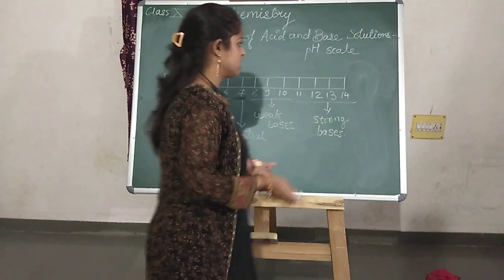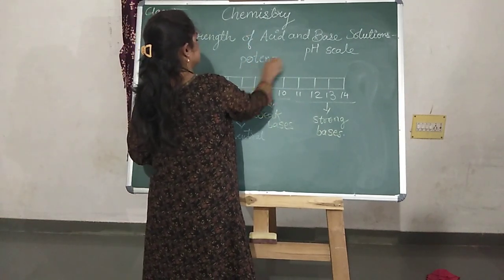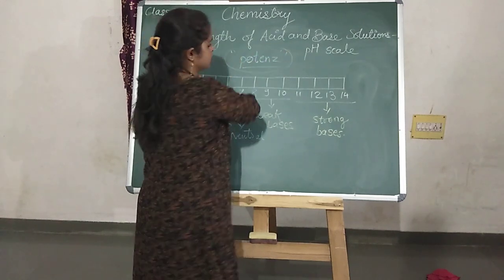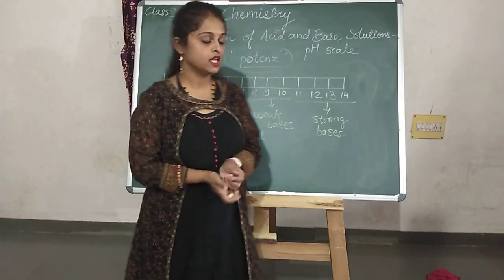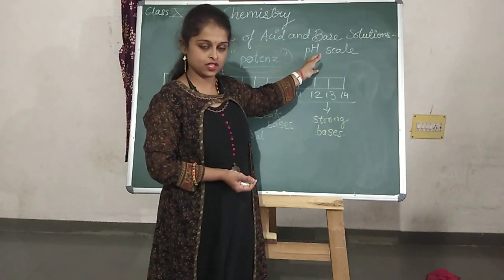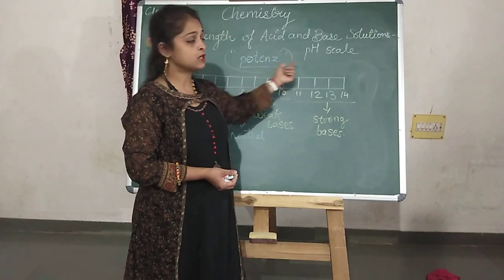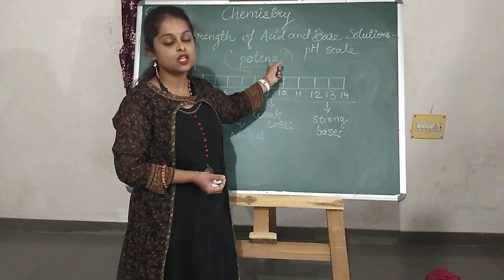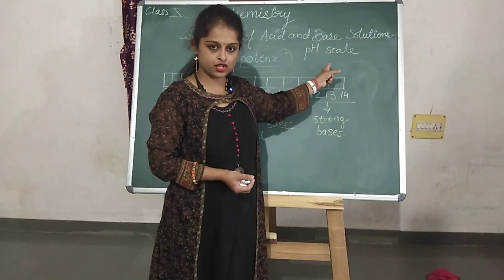The P means potence. This is a Greek word. Potence means the power. And H stands for the hydrogen ion concentration. Is it clear? The P means potence, the power, and H stands for the hydrogen ion concentration.